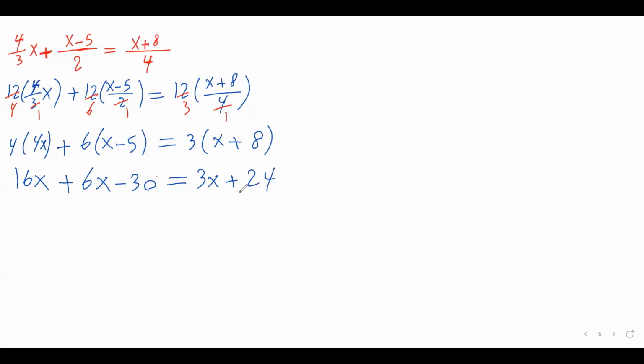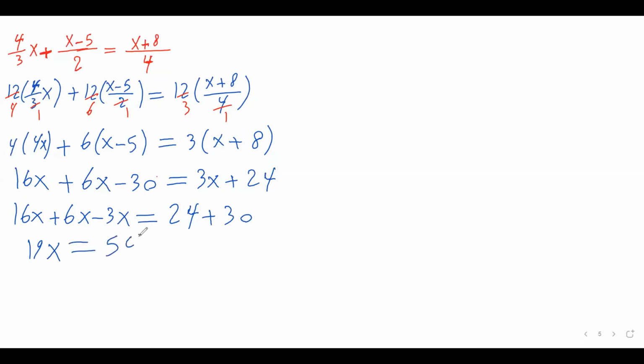And now we need to move all the constant terms to one side and all the variable terms to the other side of the equation. So on the left side, I have 16x plus 6x. I'm going to move this 3x to the left side, so it becomes negative 3x equals, on the right side, I have 24. And if I move this negative 30 to the right side, it becomes positive 30. So 16x plus 6x, that's 22 minus 3x is just 19x on the left side equals 24 plus 30, that's 54 on the right side.